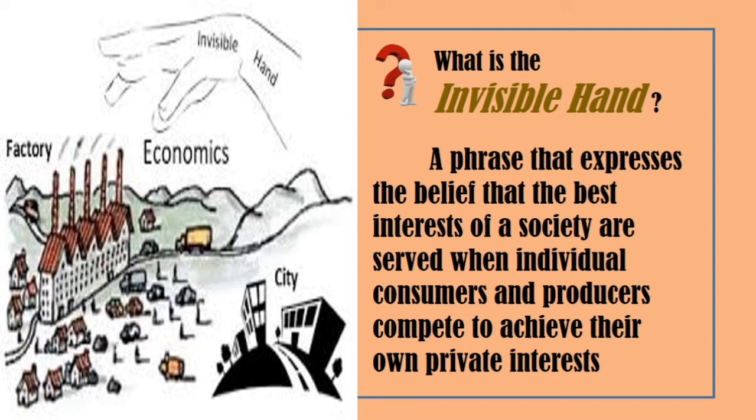This invisible hand serves as the force that triggers both consumers and producers to compete in achieving their own interest. And this interest for consumers is the maximization of the income that they have in buying a product, while for producers it is more on the maximization of the profit that they earn out of those products.